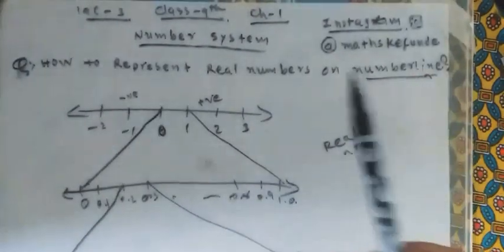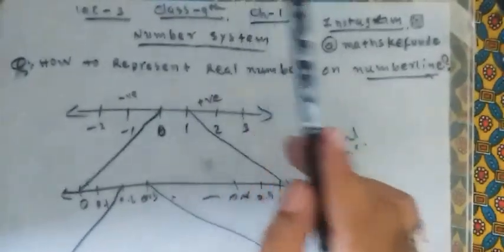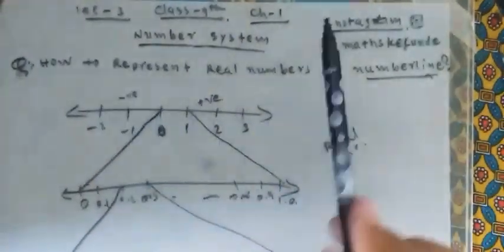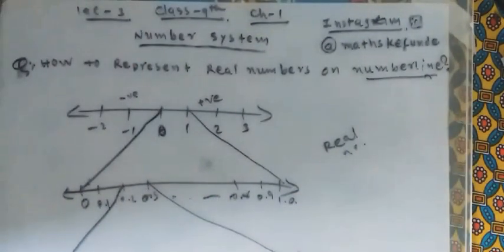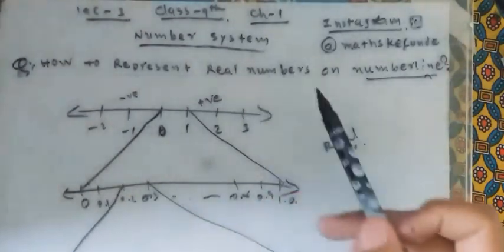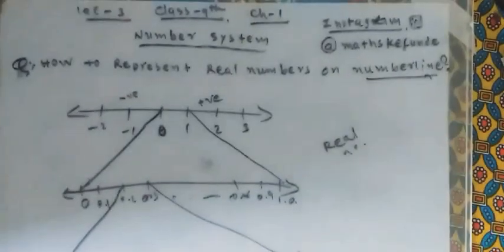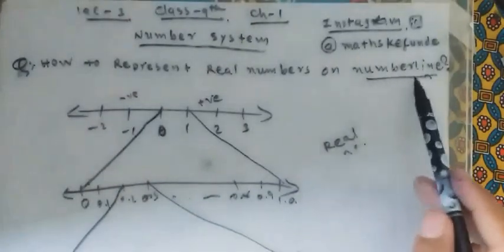We have continued the series of class 9th mathematics. Here we have lecture 3 of first chapter, number system. Previously we learned some properties, how to find irrational numbers and what irrational numbers look like. Now we find how to represent real numbers, which include rational numbers and irrational numbers both, on a number line.